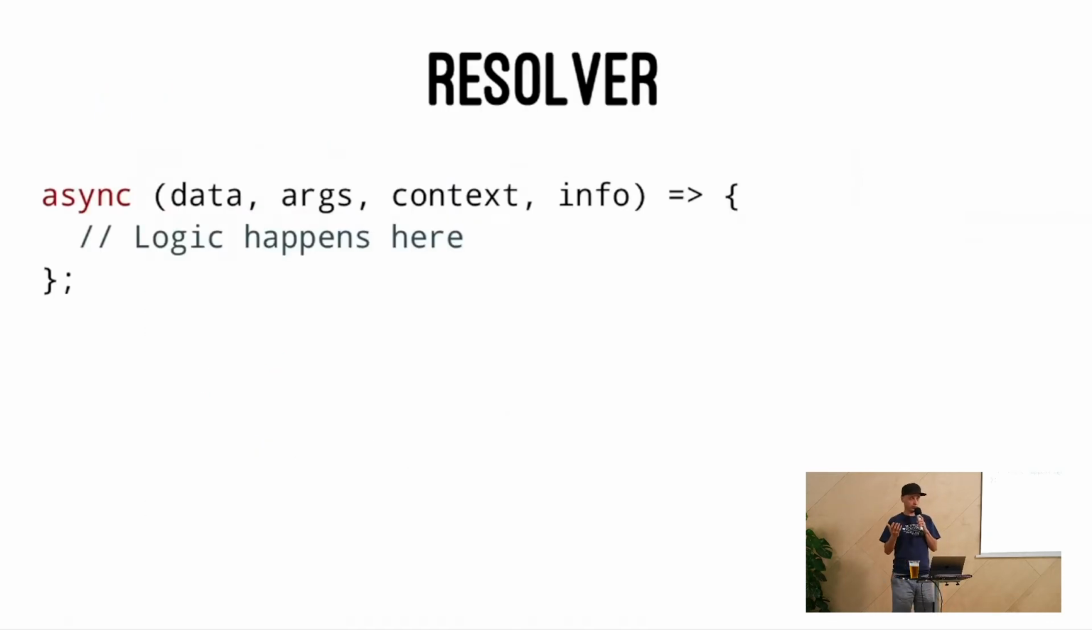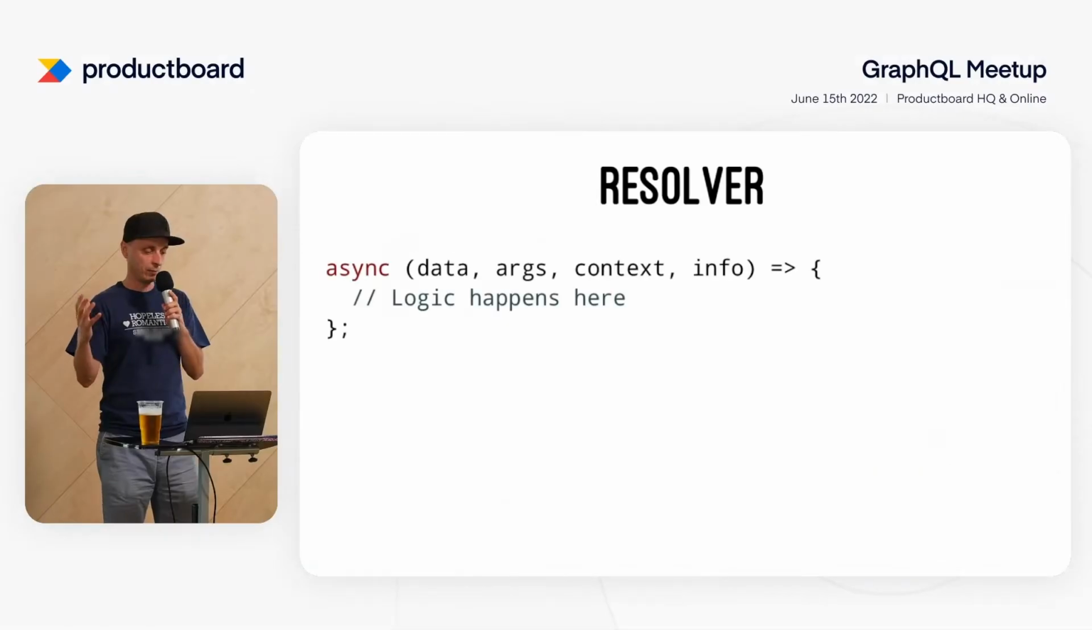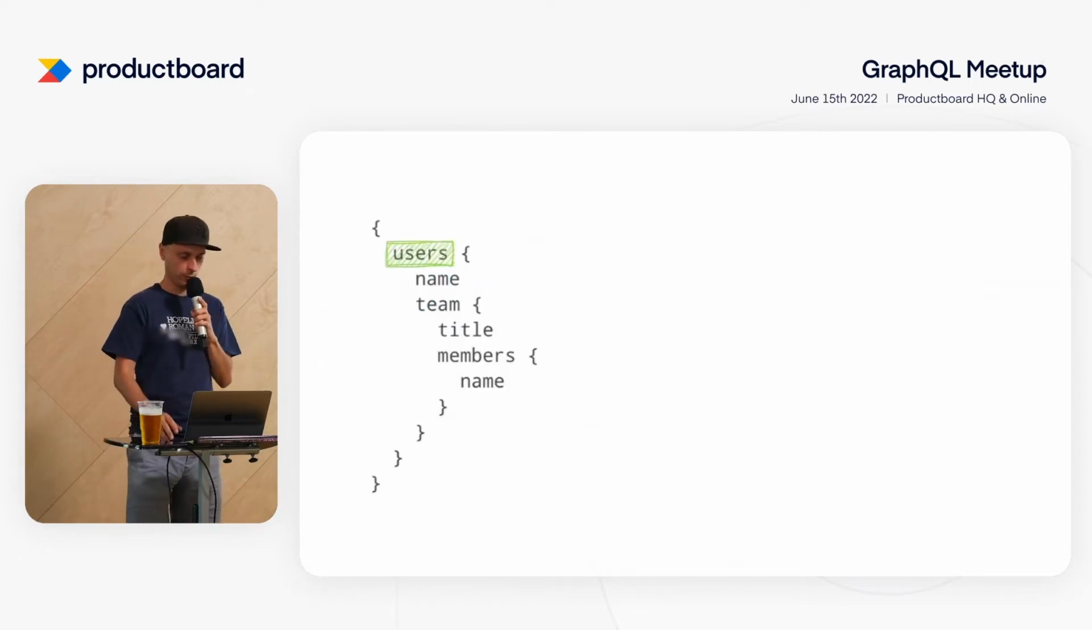The mentioned resolver function is something like this. It's a function that receives 4 arguments, and some logic has to happen there. To be more specific, let's start with the users.